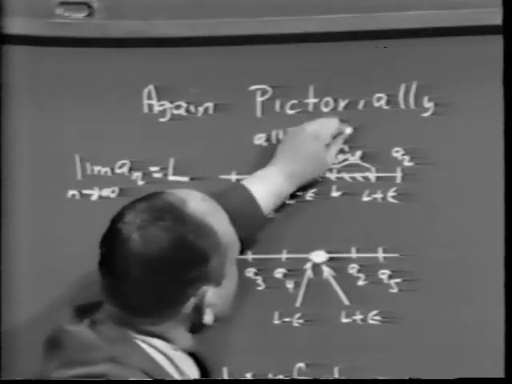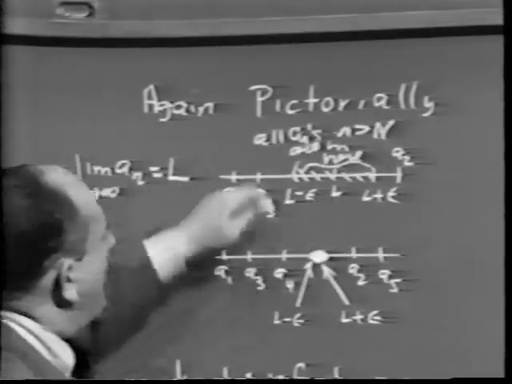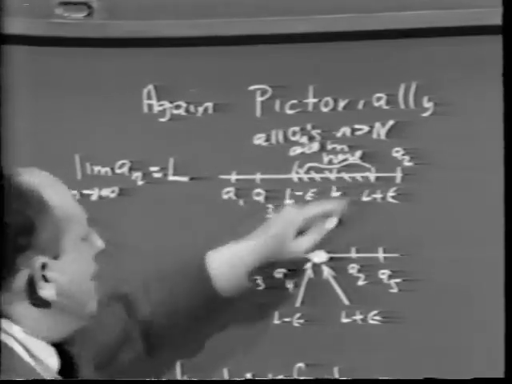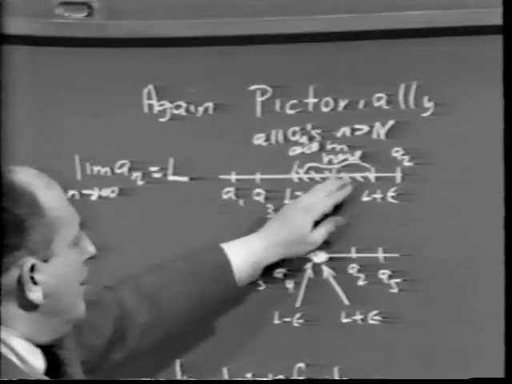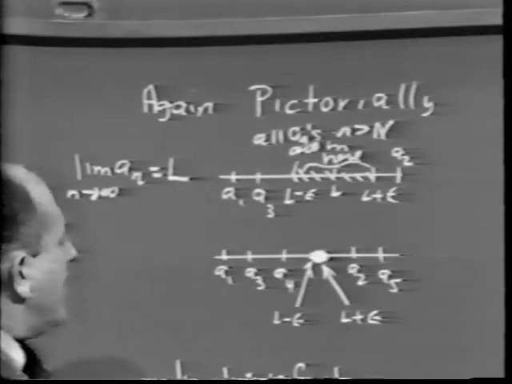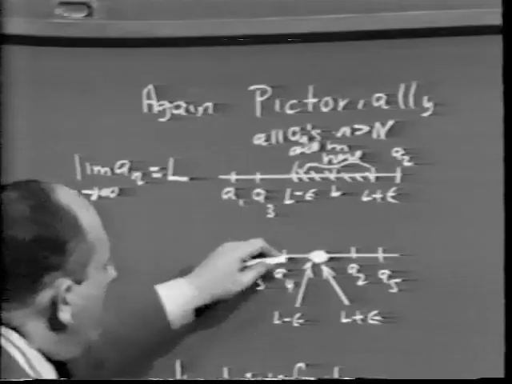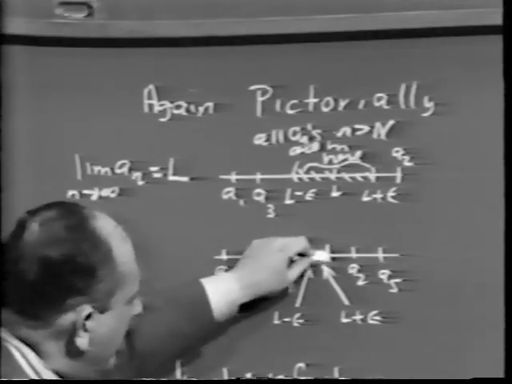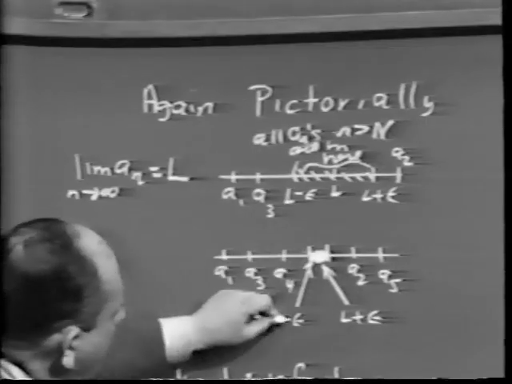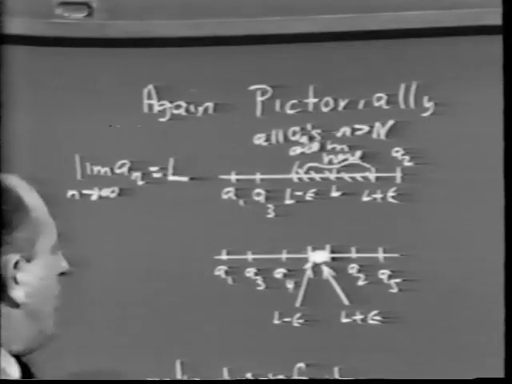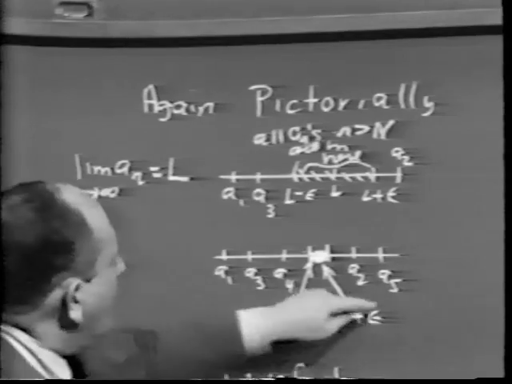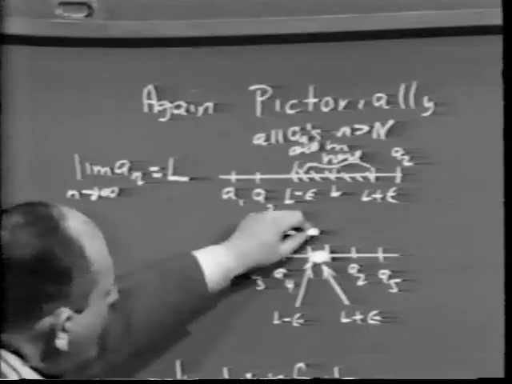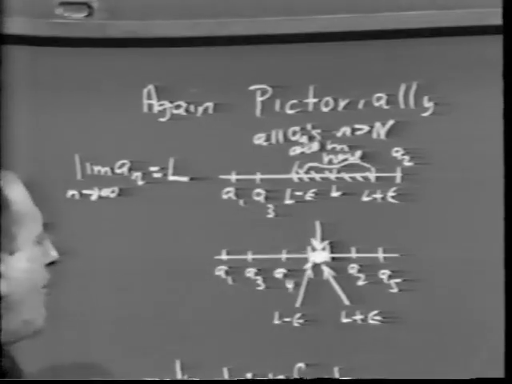All of the a sub n's are in here if n is sufficiently large. I don't know if you can read that very well, but just listen to what I'm saying. All of the terms are in here if n is sufficiently large. What this means, again, is that to all intents and purposes, if you think of this bandwidth as giving you a thick dot here, where the endpoints are L minus epsilon and L plus epsilon, what we're saying is, after a certain term, the way I've drawn it here, after the 5th term, all the remaining terms of my sequence are in here.